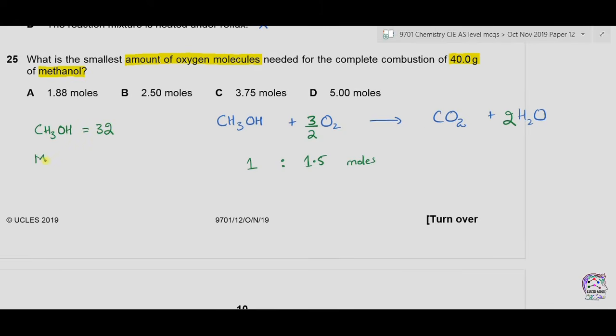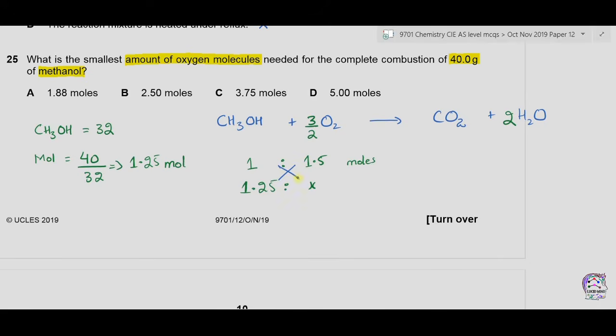As moles is equal to mass in grams divided by molecular mass, and mass in grams is given, it is 40. Molecular mass is 32. So the number of moles will be equal to 1.25 moles of methanol. So we can see that 1 mole of methanol requires 1.5 moles of oxygen for complete combustion. So 1.25 moles of methanol will require X moles of oxygen.